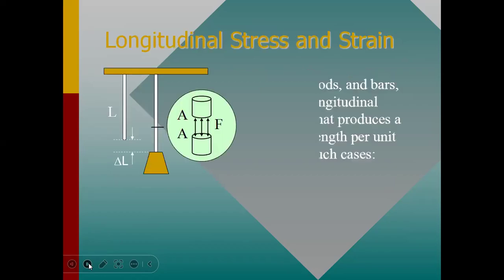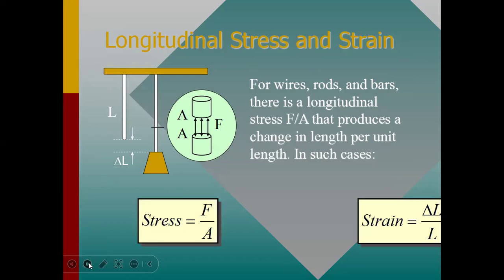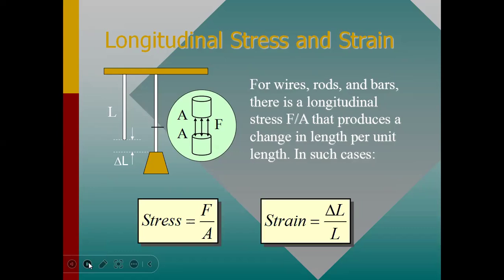Okay, so longitudinal stress and strain, Durgo Vikriti or Durgo Pidon. Okay, so for wires, rods and bars, there is a longitudinal stress F by A that produces a change in length per unit length. In such cases, we can write the formula for stress F by A and strain. Strain means Vikriti, change in length divided by the original length.